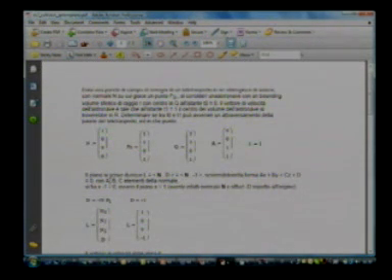So they will be more or less exercises like this. Nothing that we didn't do in theory.